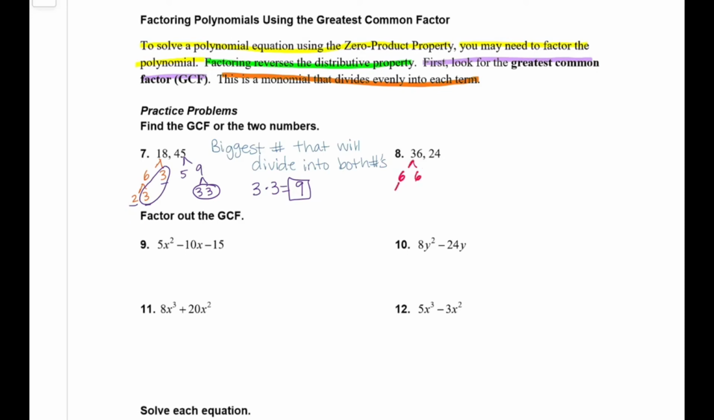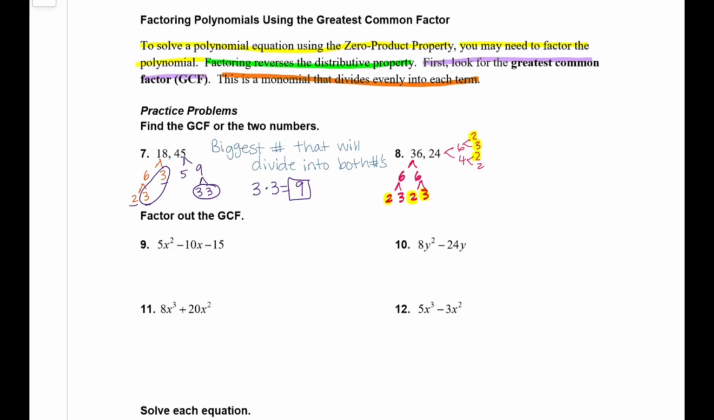Next, 36 is 6 and 6. We're going to break each 6 down to 2 and 3. So we have 2 times 3 and 2 times 3. For 24, I have 6 times 4, and 6 breaks down to 2 and 3, and 4 breaks down to 2 and 2. So each set has two 2's. We have two 2's in 36 and two 2's in 24. They both have a 3 in common as well.